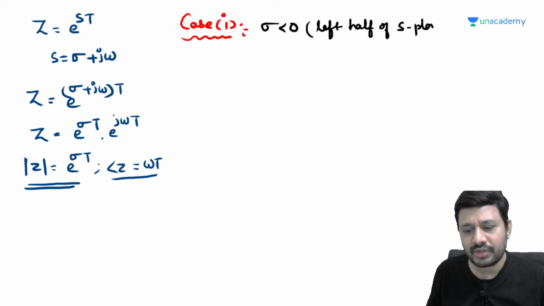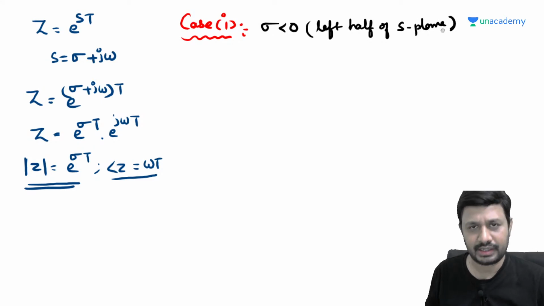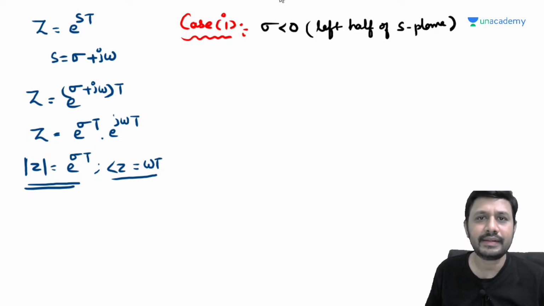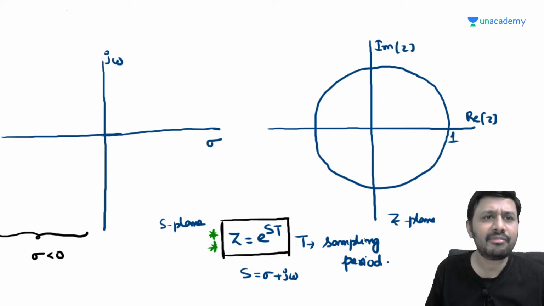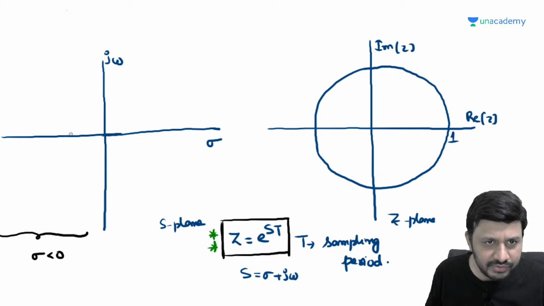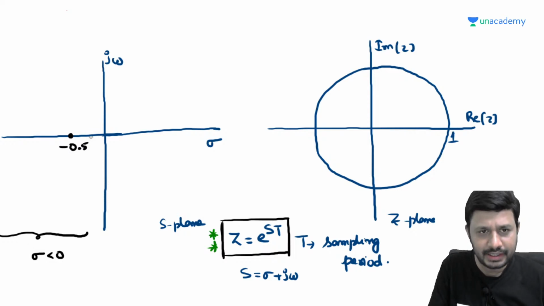So first of all, we will observe: the left half of the S-plane is mapped to what region in the Z-plane? For that, look here, do one thing. Sigma less than 0 means, see, take some value of sigma. Which color? Black color. See, sigma I am considering to be minus 0.5.